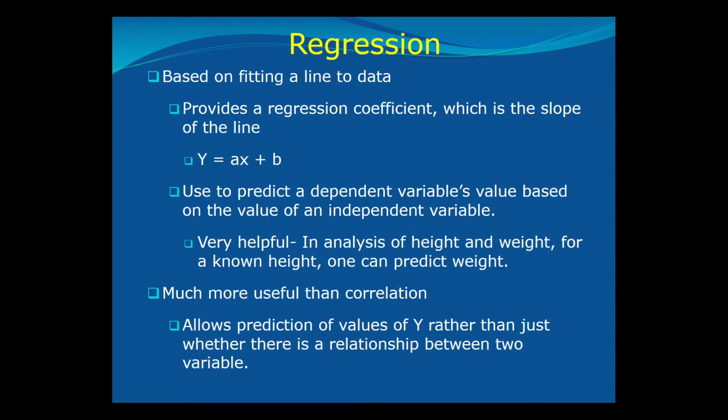And regression is much more useful than correlation because of prediction. It allows prediction of values of y rather than just whether there is a relationship between two variables. But correlation, so regression is the mathematical way to represent correlation. But correlation is the most popular, most important association between variables in nature.